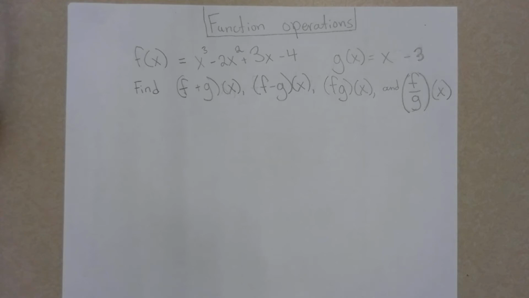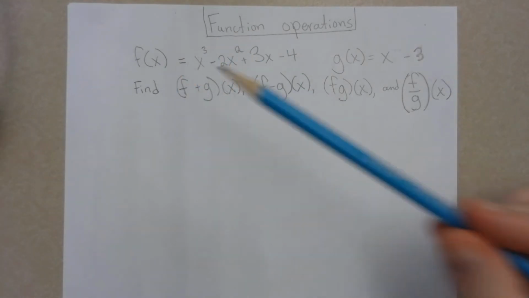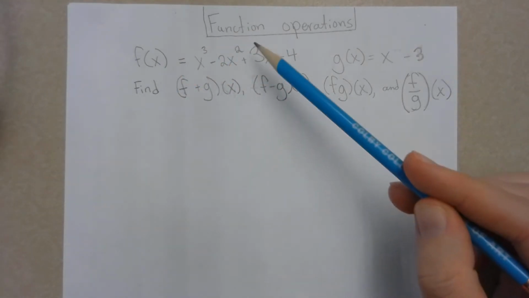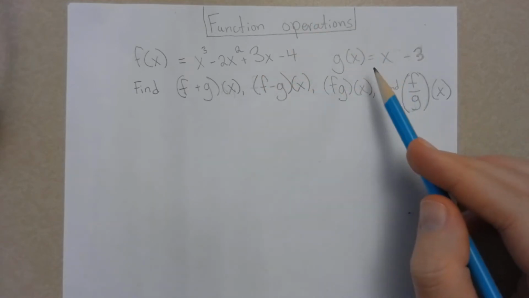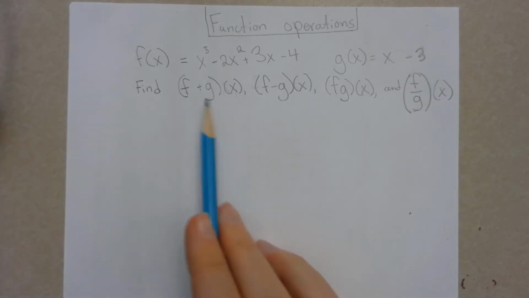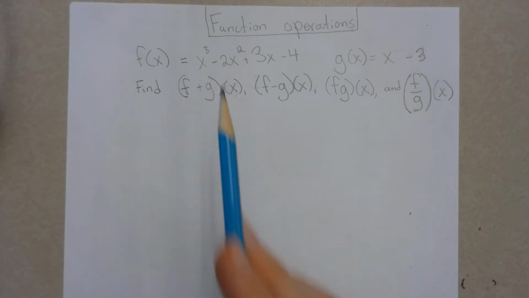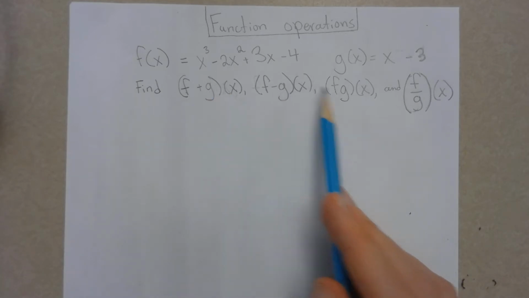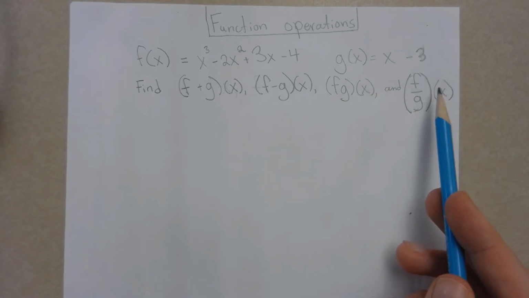All right, so we're going to take a look at some basic function operations. We're given two functions. We've got f of x equals x cubed minus 2x squared plus 3x minus 4, and g of x equals x minus 3. And we're asked to find four things: f plus g of x, f minus g of x, f g of x, and f divided by g of x.